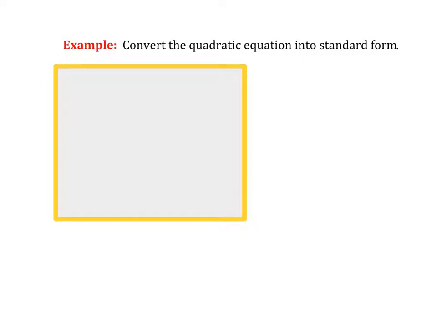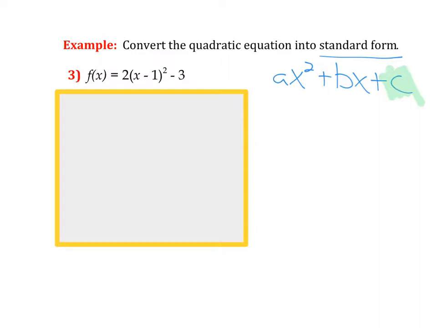We want to convert a quadratic equation into standard form. So standard form, again, is going to be ax squared plus bx plus c. And the real advantage to standard form, like we've discussed, is the c value is going to be the y-intercept. So we're going to want to know the y-intercept sometimes when we're graphing, or especially with application problems, because that's going to be our starting value. So let's see here. We have an equation given to us. This looks like vertex form. And I want to rewrite this into standard form.